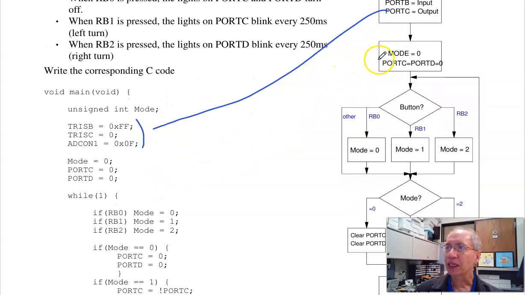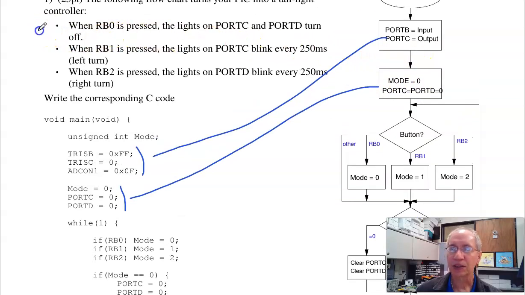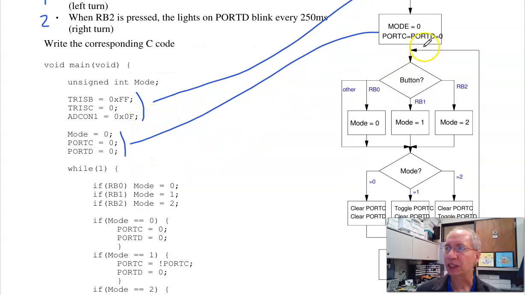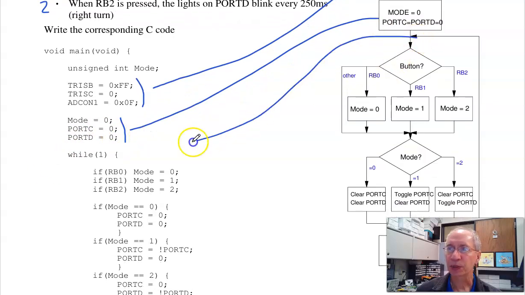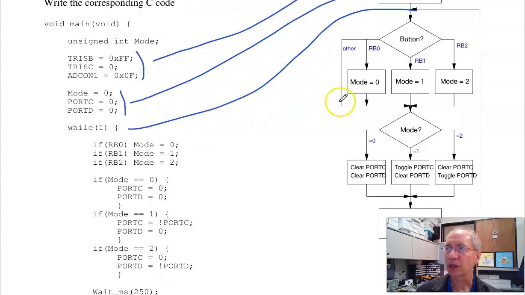The second block is I want to initialize the values. Here's my operating mode. This is going to be 0, 1, and 2. I'm initially not turning, and the lights are off. Here's my infinite loop, a while loop. Now I'm going to check. If I hit button 0, I go into mode 0. If I hit button 1, I'll go into mode 1. Hit button 2, go into mode 2. If all that fails, the mode is whatever it used to be.